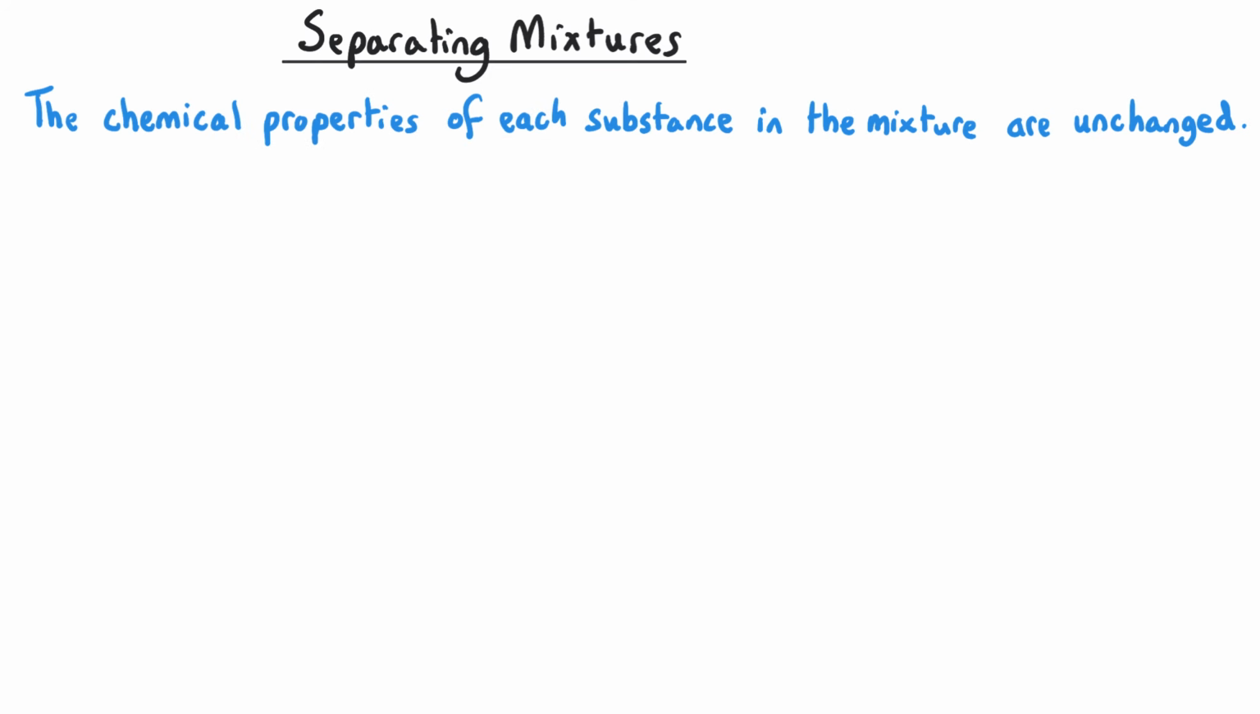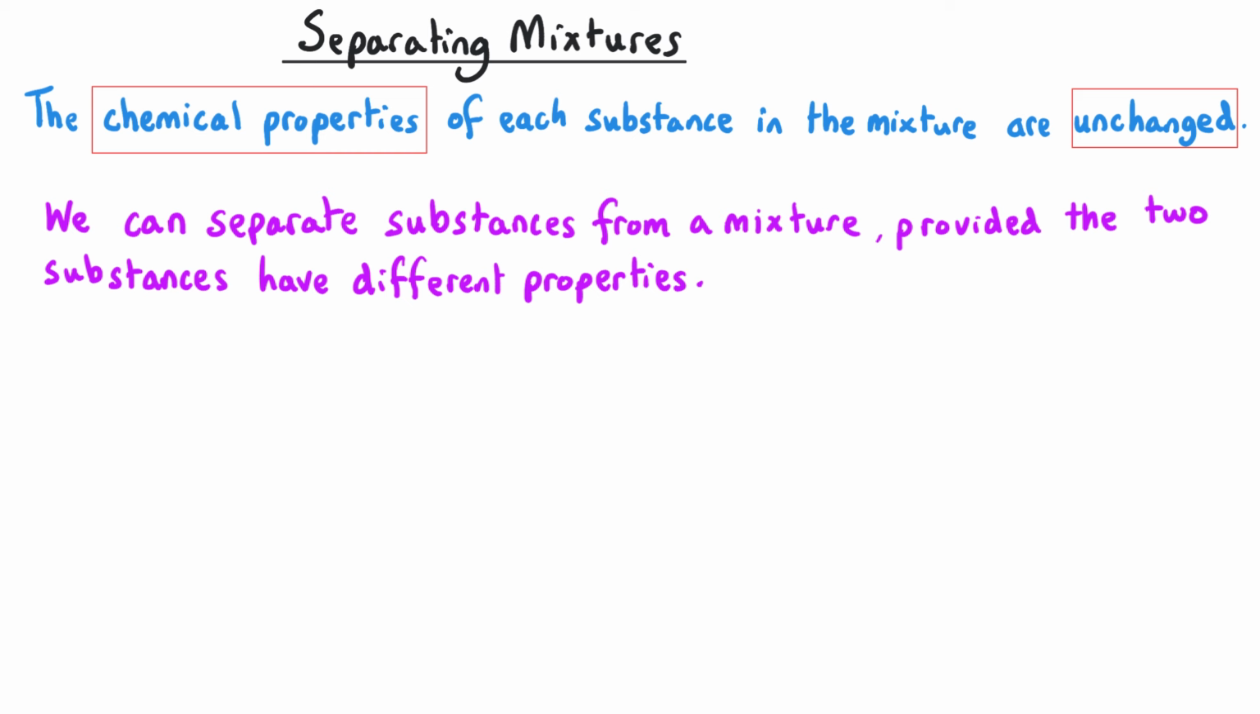Since the components of a mixture aren't chemically combined together, the substances in the mixture retain their properties, and the mixture itself has properties which are a combination of the properties of the components in the mixture. And so the chemical properties of each substance in the mixture are unchanged. And we can separate the substances out from a mixture, provided that the two or three substances in the mixture have different properties. Examples of properties that we can use to separate substances out from a mixture are whether or not these substances are magnetic.